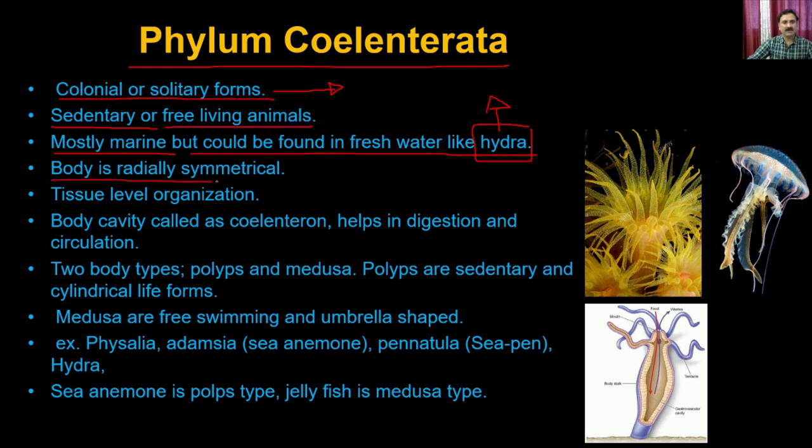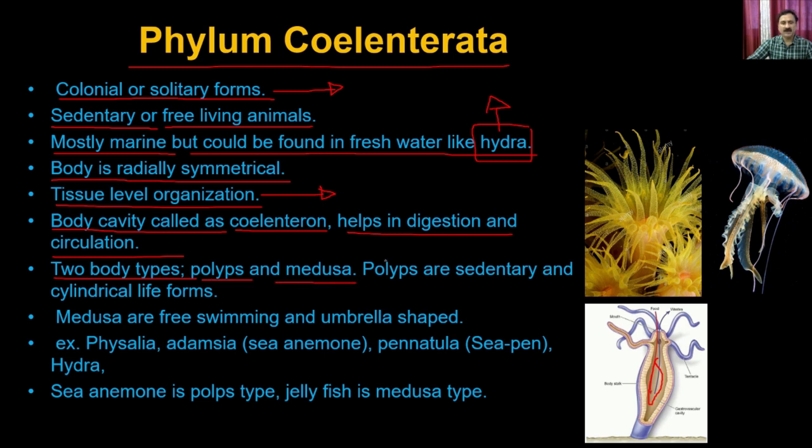The body is radially symmetrical. There is a tissue level organization. There is no organ present. The body cavity, called the coelenteron, helps in digestion and circulation. So the body cavity, which is marked like this, is called the coelenteron, and this is a typical hydra that I am showing. There are two different types of body forms present in the phylum Coelenterata. Either it could be polyps or the medusa.